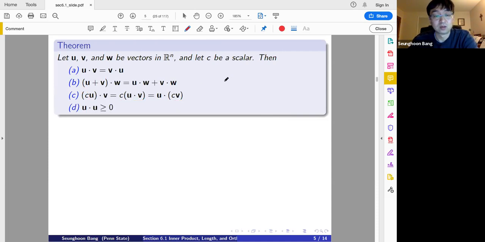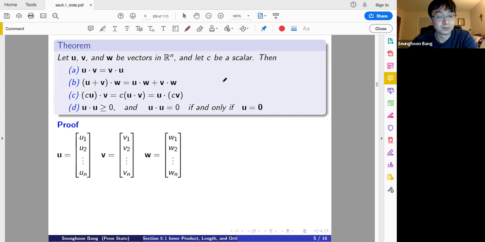Last one, u dot u is always positive or equal to 0. So we have an equivalent relation: u dot u equals 0 if and only if the vector u is a zero vector. So, the proof.